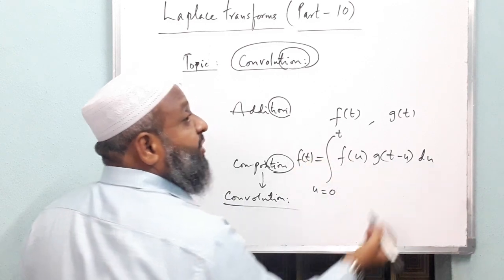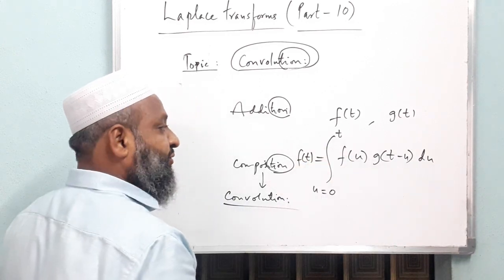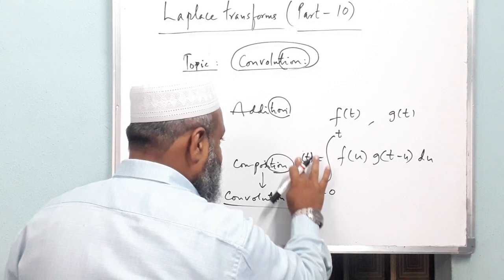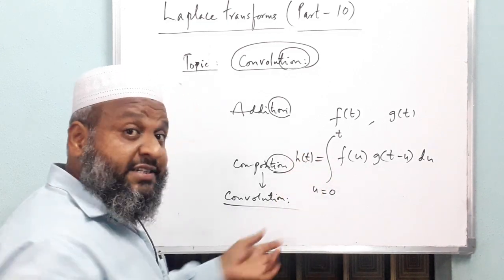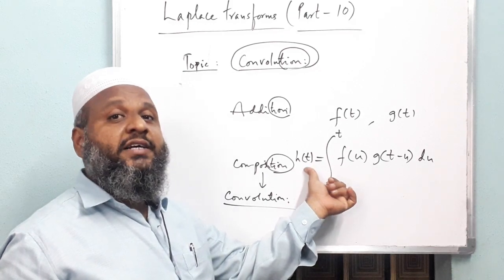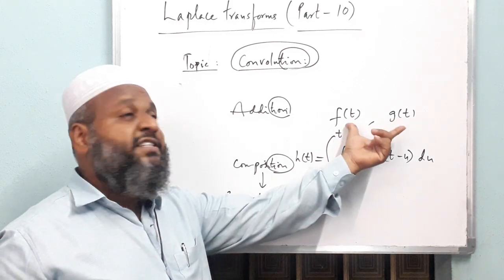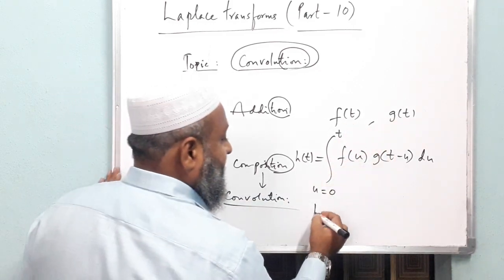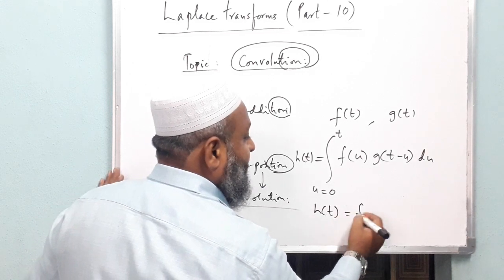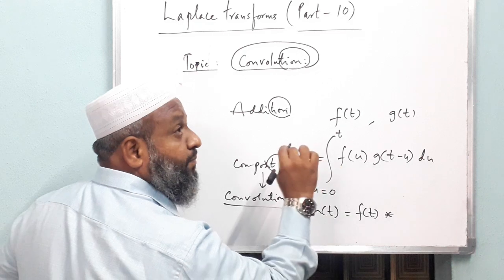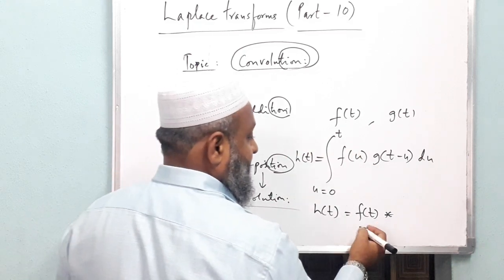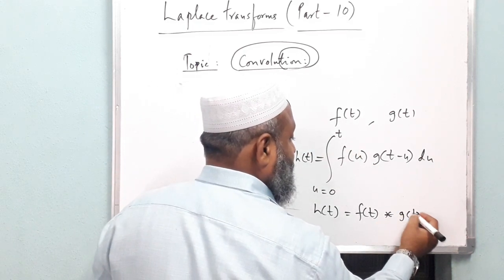because u will be gone and t will appear in place of u. So it is some h of t. This h of t is called the convolution of f and g. In short, we say this h of t is f of t star g of t. It is not a circular dot or plus or minus, it is a star here.